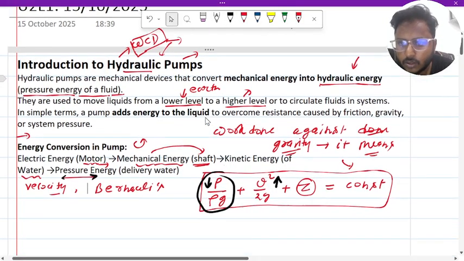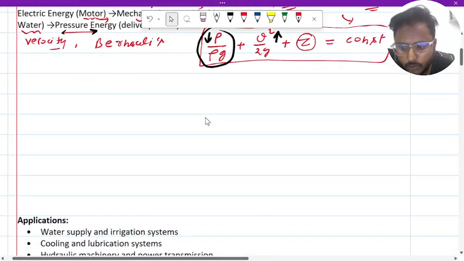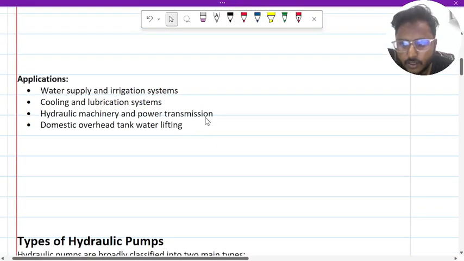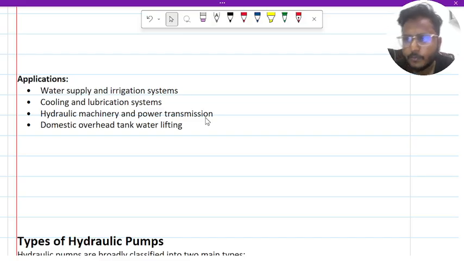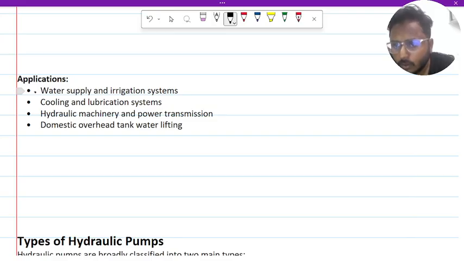So this is all about the introduction of the hydraulic pumps, and slowly we will move towards the classification of the hydraulic pumps. In this particular lecture we will discuss only the first kind of hydraulic pump, that is the centrifugal pump. So what is the application? Everyone knows about hydraulic pumps. Everyone has that kind of motor at their home. We often call it a motor, but motor is not the real name of that particular device. The motor is just an integral part of that hydraulic pump.